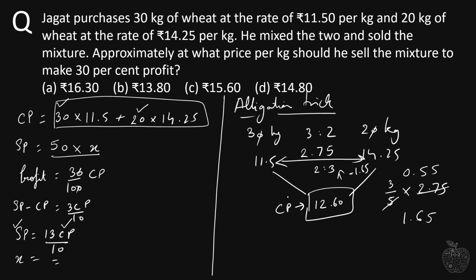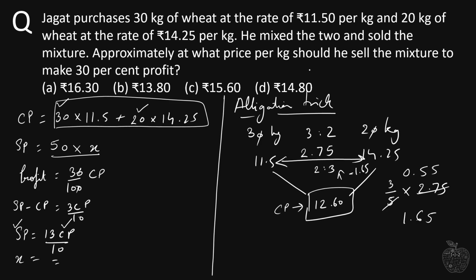So we get the value which is 12.60. All right, now if we do it with these 2 parts, we'll get some value, and when we add that value to this 11.5, we'll get the same answer, which is 12.60. So I'll not do that here. Okay, you can try it on your own. So now we have the cost price of the mixture.